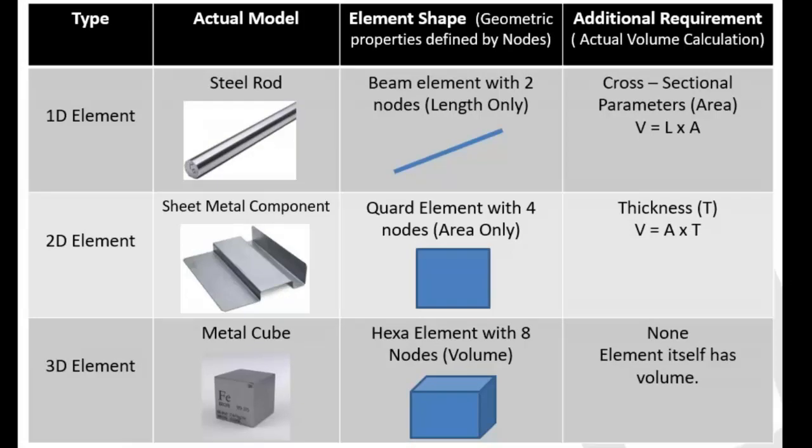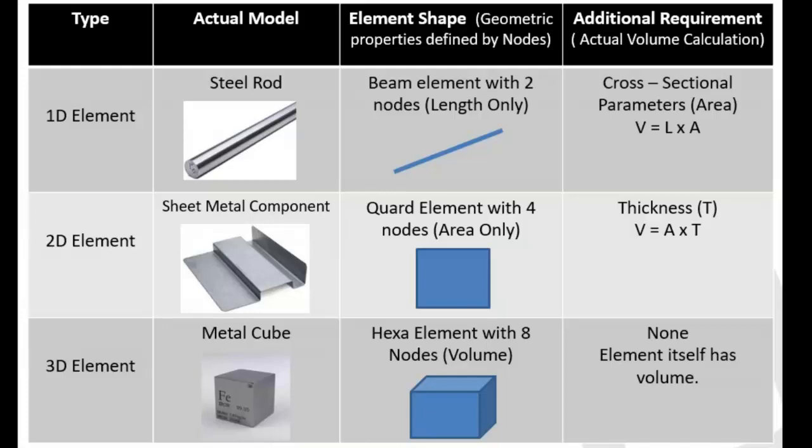Now let's understand what options we have to provide, or what additional parameters we have to provide, and why we have to provide those. Let's take an example with a 1D element. We use a 1D element when the component length is very large as compared to the other two dimensions, that is, the cross-sectional area. So let's consider a long steel rod. The length is too big and the cross-section is comparatively very small. So when we do 1D meshing, we create a line element.